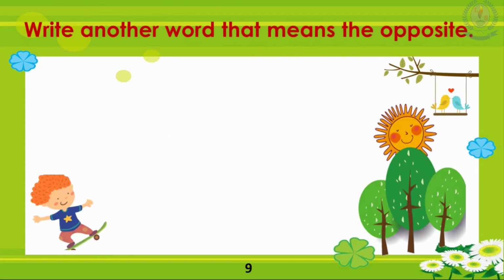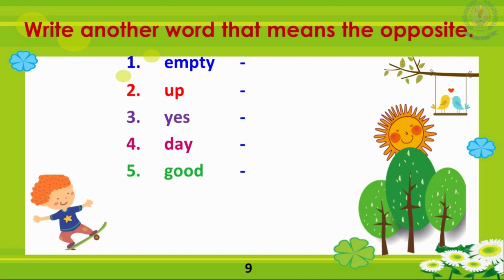Dear kids, now you have to write another word that means the opposite. First one, empty. Second one, up. Third one, yes. Fourth one, day. Fifth one, good. Sixth one, happy. Seventh one, young. And eighth one, long. Now, can you tell me what's the opposite of empty?